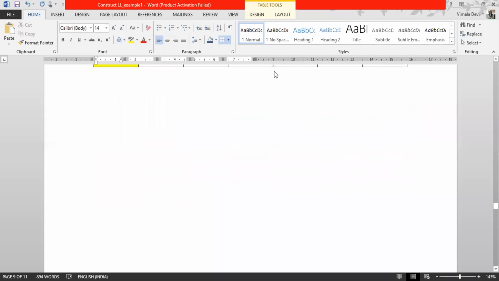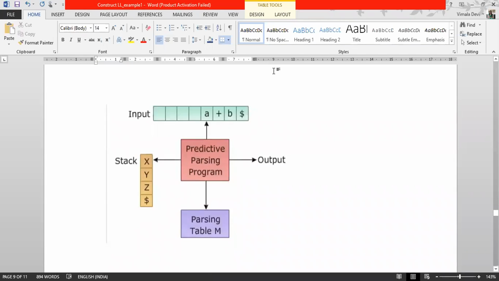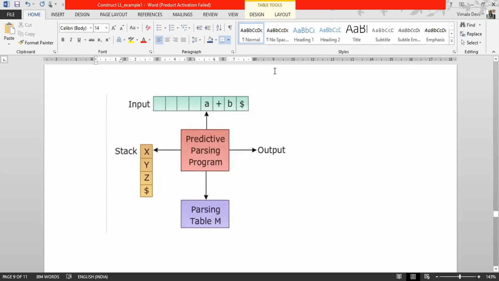Before that, let us see the diagram of the LL1 parser. Looking into the diagram, what do you feel? See, this is similar to a push-down automata, right? This is the input tape, this is the control unit, and of course we have the stack. We know what is the output given by this push-down automata. It either recognizes the string or it does not recognize the string. Either it accepts or rejects, right?